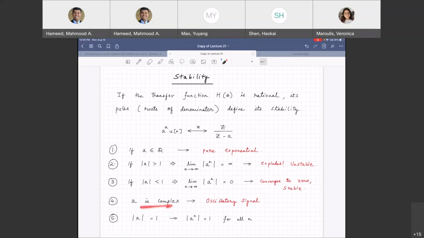If A is complex, generally, if we don't know the criteria for the magnitude, at least we know that it is going to keep oscillating. If magnitude of A is exactly equal to 1, then we know that even magnitude of A to the n is also going to be 1. So you can use that when you evaluate the eigenfunction and eigenvalues using Z to the n goes in, Z to the n, H of Z comes out.